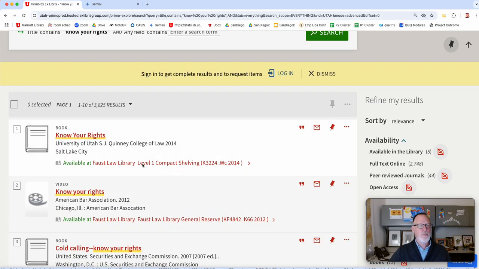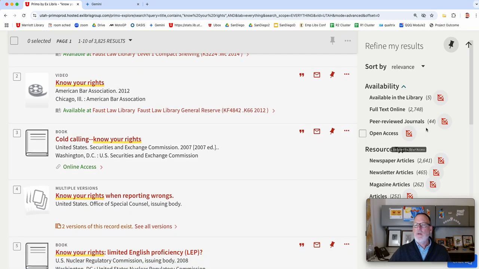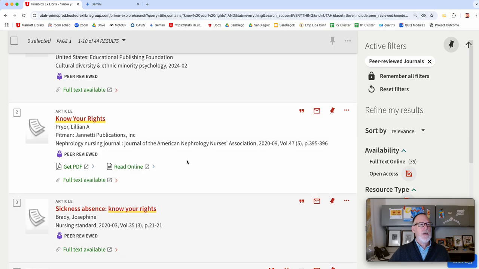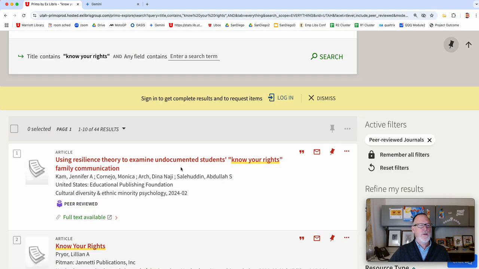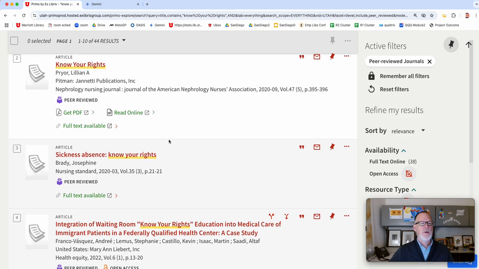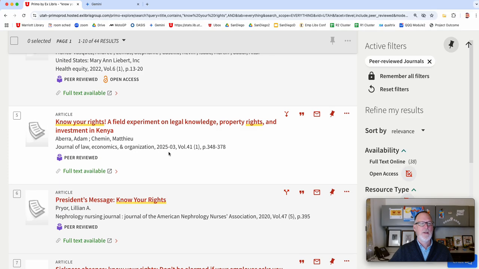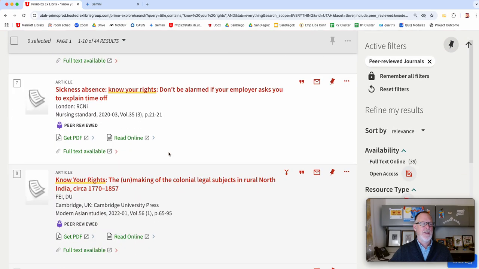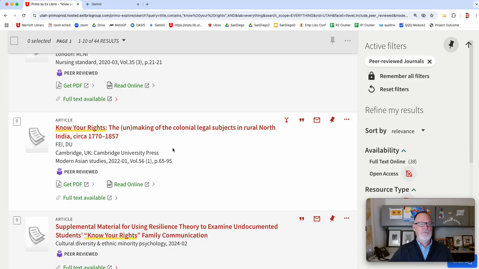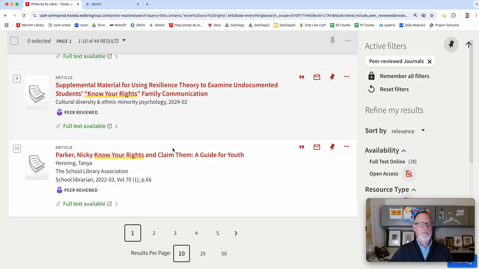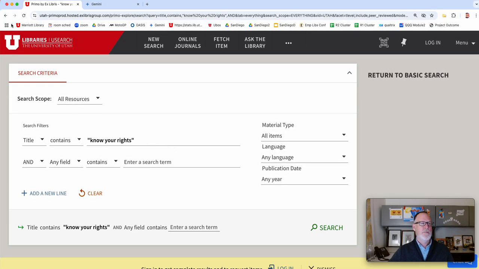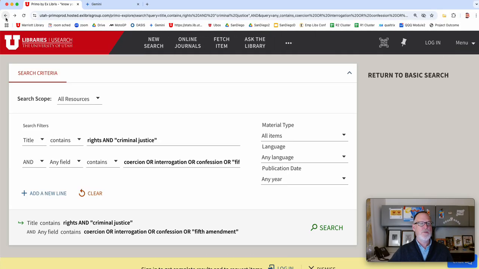So there's 3,000, and there's books about this. So what you could do is go to peer-reviewed journals again, and, oh Lord, cool. So you could look for examples that these Know Your Rights cards actually work. So here's somebody looking at undocumented students. Sickness, absence, interrogation of waiting room. Oh, that's medical care. I need criminal justice. You get the idea. Okay. Maybe that search wasn't as great. But this search was probably going to be a good place to go. Rights and criminal justice, or dig around like that and look for articles.